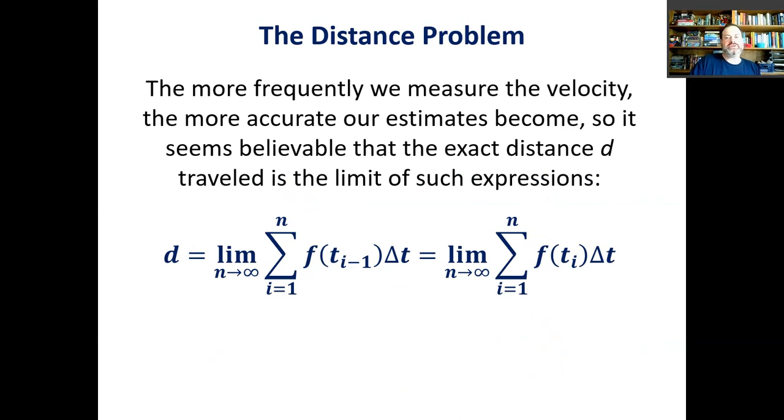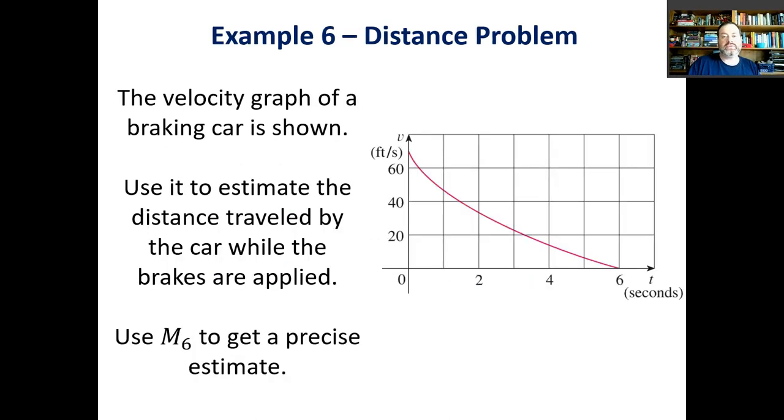The more frequently we measure the velocity, the more accurate our estimates become. So it seems believable that the exact distance d is the limit of these expressions. So this is the left endpoint and right endpoint. This is the exact same thing we saw earlier with the area, where we took the limit of the left endpoint approximation and the limit of the right. We're doing the same thing here with our velocity function. And it turns out you get the exact same concept. It just looks different. So let's use this, and we're actually going to do a midpoint approximation.